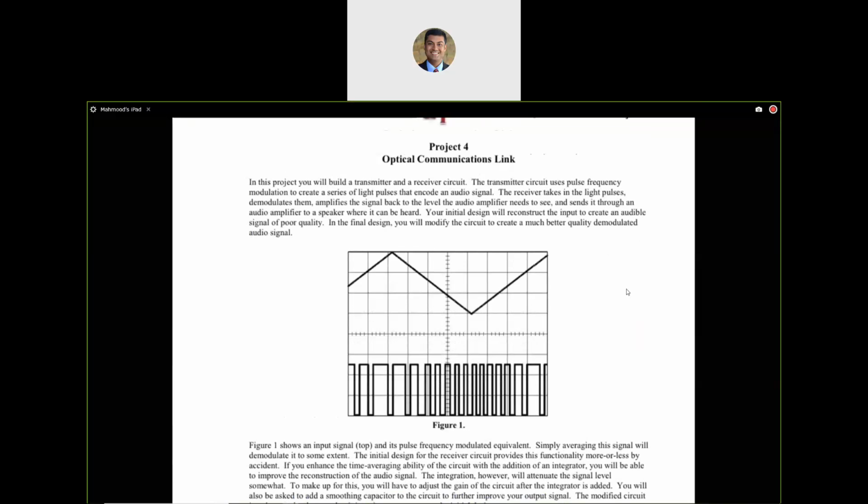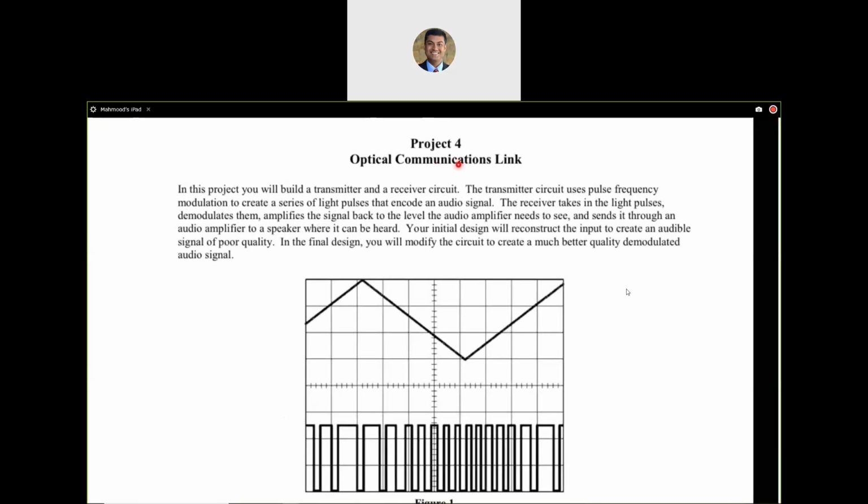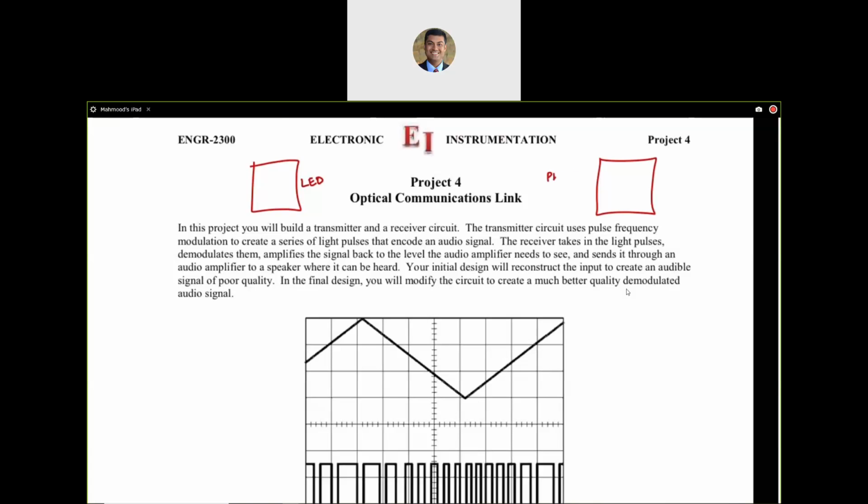So in project 4, in my opinion, and in a lot of students' opinion, project 4 is the most interesting project for the entire EI class, because here we build an optical communication link. So we will have an optical transmitter, and we'll build an optical receiver. Over here we will have an LED that transmits light, and on the other side, we'll have a phototransistor which will detect light. And we are going to transmit an audio file, a song, through light between the optical transmitter and receiver, and perhaps we can try to play it on a speaker.